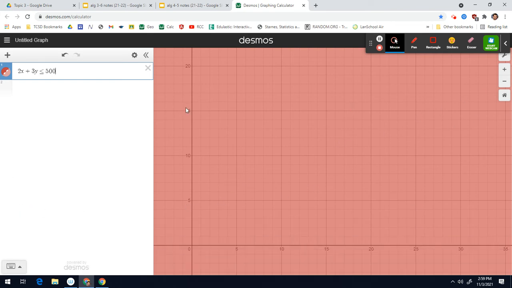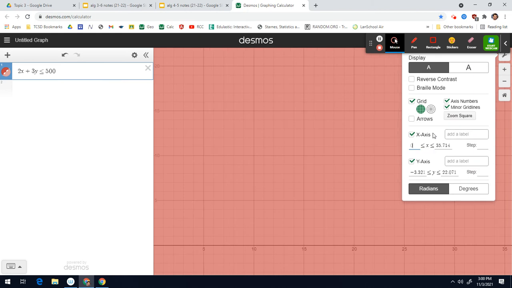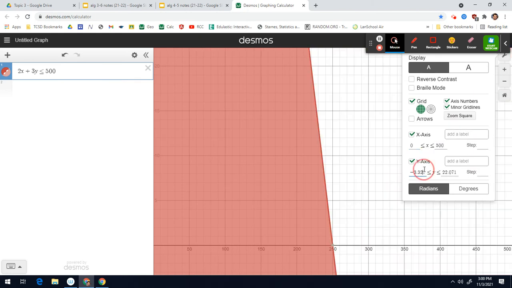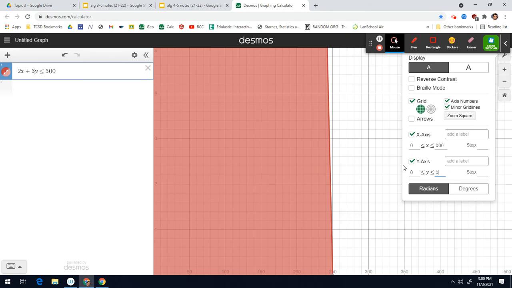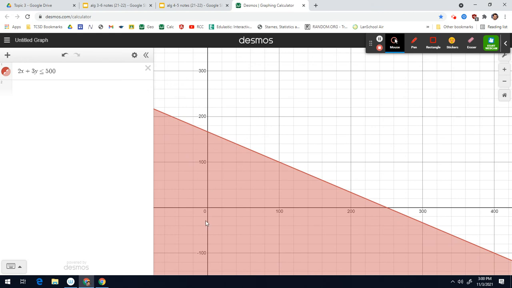Well, this is, how can I say, we need to have our right x and y axes. So 500, let's change our window, if you remember how to do this, so that we go from 0 to 500, 0 to 500 and 0 to 500. There. So right here, this triangle right here, there's where we are right now. So again, I just changed my scale because I saw this 500. Okay, let's type in the second inequality.